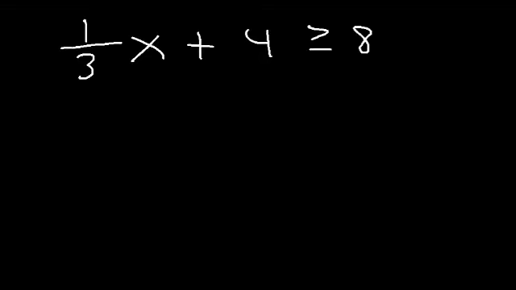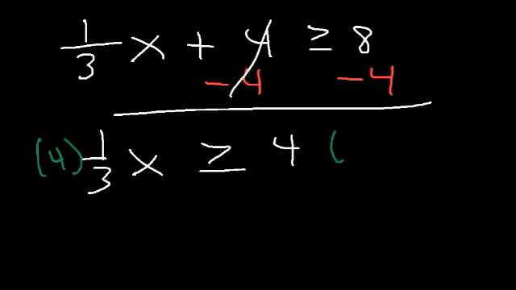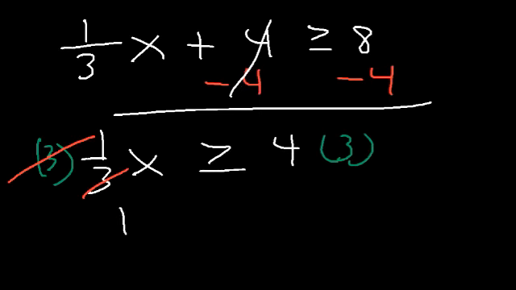Let's try another example with fractions. 1/3 x plus 4 is greater than or equal to 8. So in this example, let's subtract 4 from both sides. So 1/3 x is greater than or equal to 8 minus 4, which is 4. Now let's multiply both sides by 4. I mean, not by 4 actually, by 3. So the 3's will cancel. 3 divided by 3 is 1, so we have 1x on the left side. On the right side, 4 times 3 is 12. So x is equal to or greater than 12. So it's from 12 to infinity.